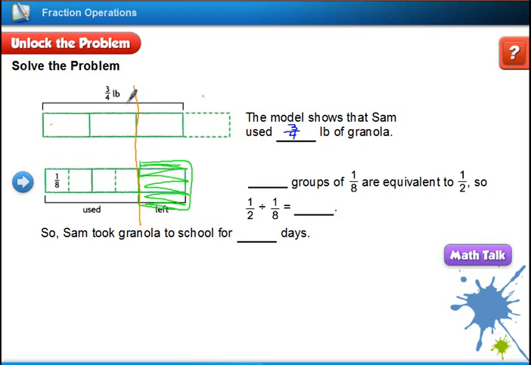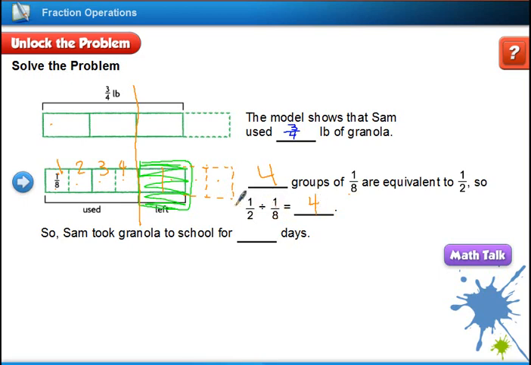Because if you look at our whole, this is 1/2, this is 1/2. So this is a half. And it said he took 1/8 pound every day. So how many eighths are in this half? If these are fourths, if we cut them in half, and just to be sure, draw yours all the way out. We have 1, 2, 3, 4, 5, 6, 7, 8 pieces. So here's 1/8. So you say, how many 1/8 pieces are in a half? Well, there's 1, 2, 3, 4. There are 4 groups of 1/8 are equivalent to a half, so 1/2 divided by 1/8 is 4.